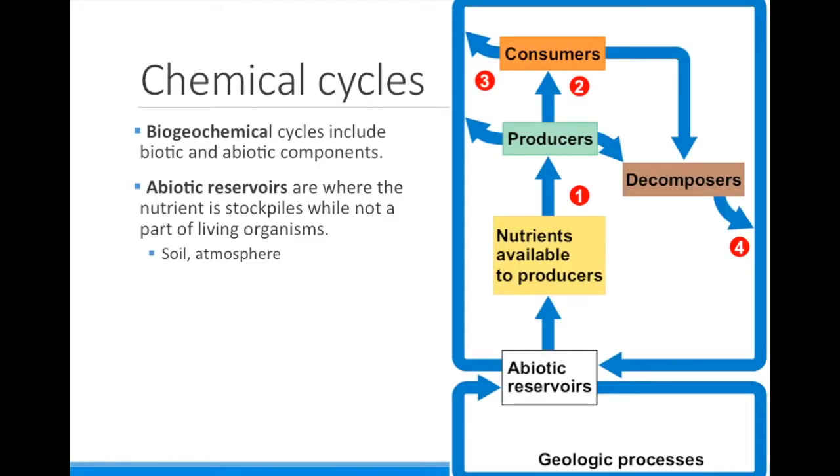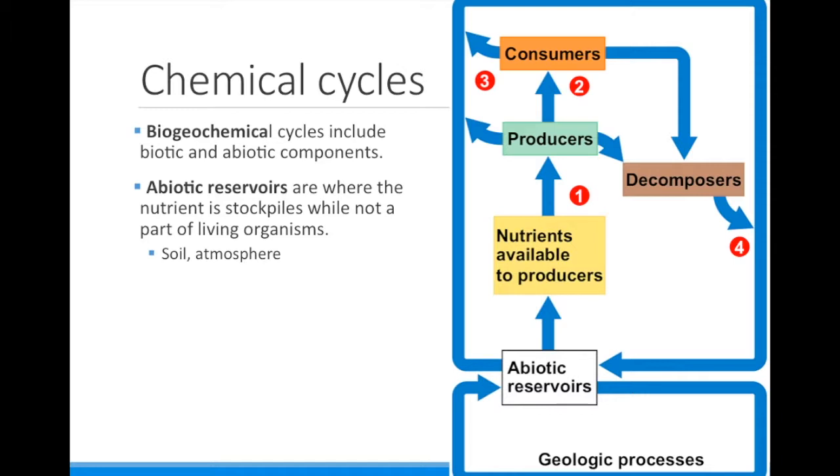Biogeochemical cycles are the cycles in which nutrients go through living and non-living components. Let's break that word down. The prefix bio means life, so those are the living components. The prefix geo means earth, so those would be the non-living components. And then chemical is referring to whichever nutrient is being recycled.